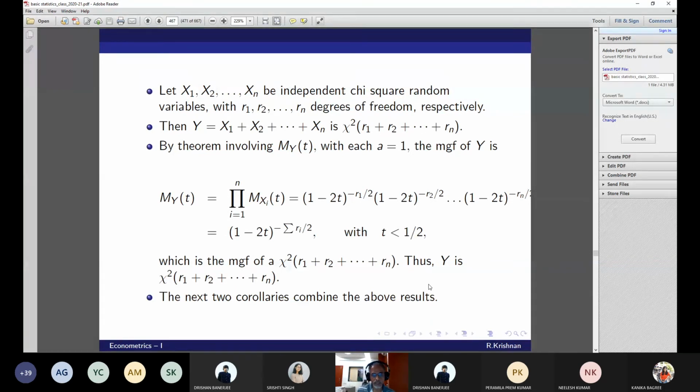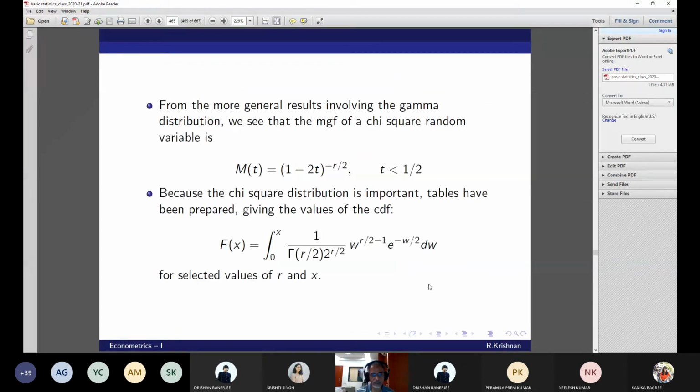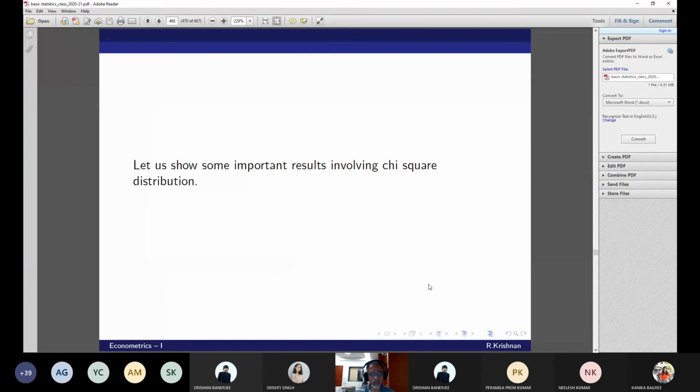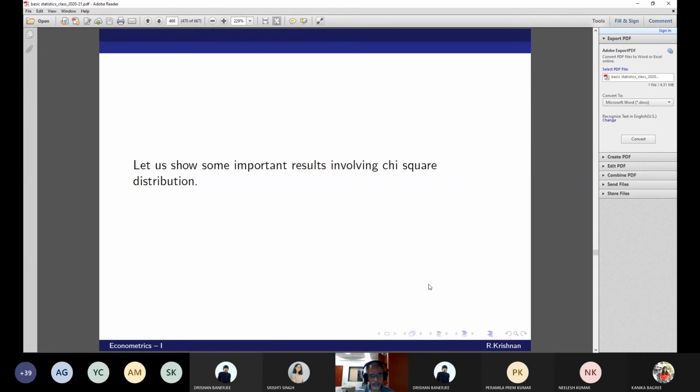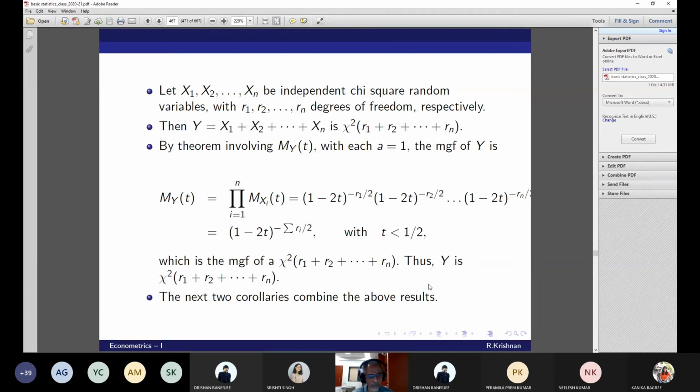That is why this result is important. The MGF of a chi-square random variable is (1 minus 2t) power minus r by 2. What will be the MGF of the sum of n such random variables? This follows from this result. So this Y is, after all, a chi-square random variable with these degrees of freedom. This idea of commenting on the distribution given the MGF is a very important and interesting one, and has been used to killing effect in statistics.